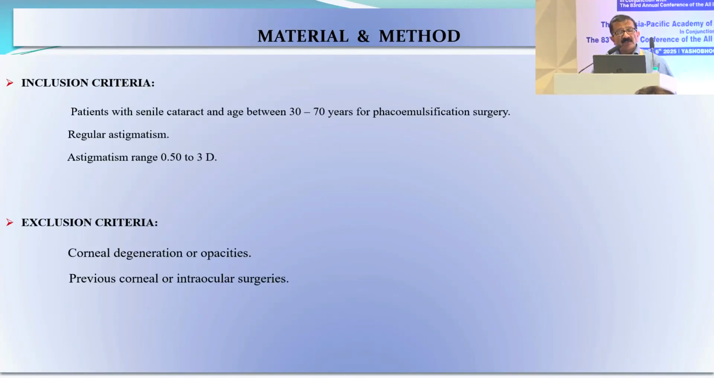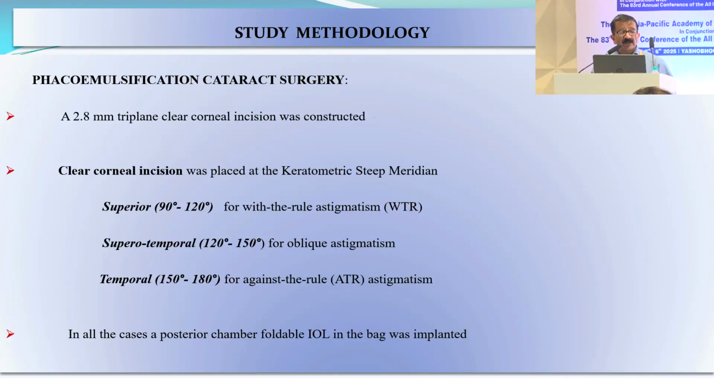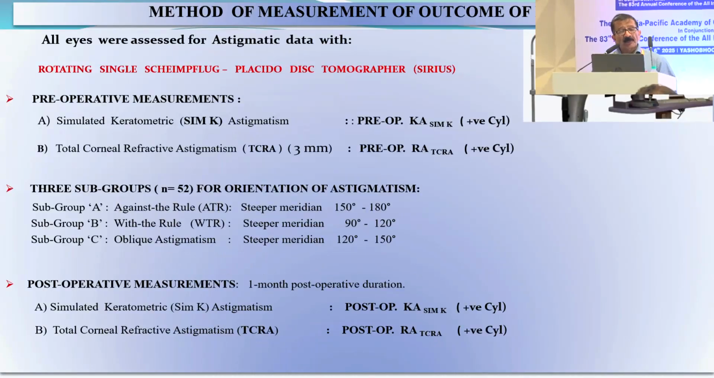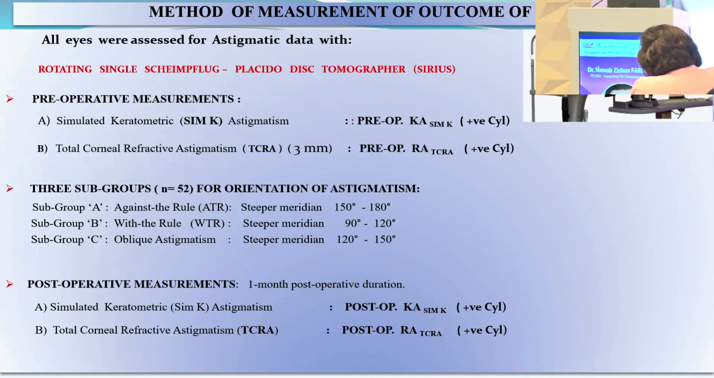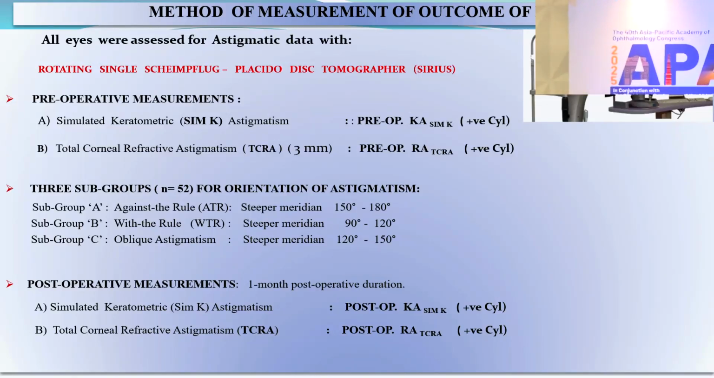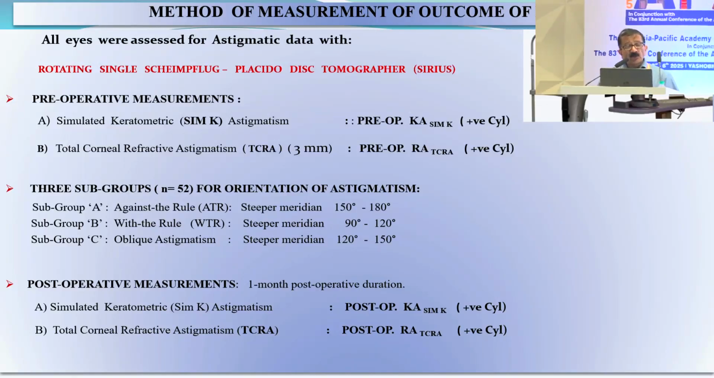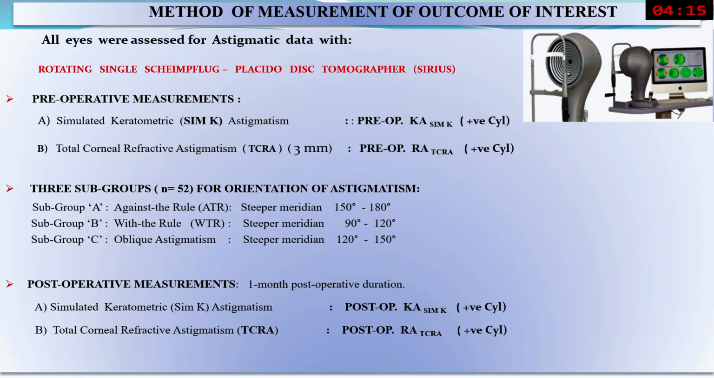Patients with senile cataract with regular astigmatism were included in the study, and a 2.8 mm tri-plane clear corneal incision was constructed at the keratometric steep meridian. Now, all the data at 3 mm was obtained on a rotating Scheimpflug Pentacam tomographer, and it was divided into 3 groups of ATR, WTR, and oblique astigmatism.